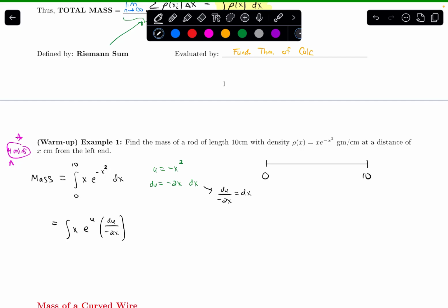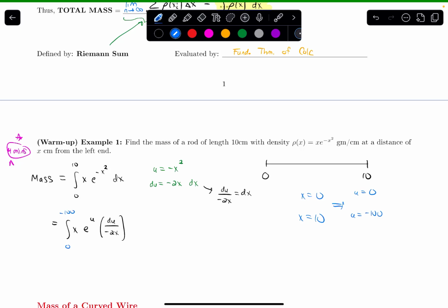The other thing that I have to do is, when we have these limits of integration and I'm doing a u sub, I have to convert them. Because right now these are in terms of the variable x, but I'm switching to the variable u. So right now it's x equals 0 and x equals 10. Let's plug those into the u sub. If I plug 0 in for x, u equals 0. And if I plug 10 in for the x, u equals negative 100. So the 0 became 0 and the 10 became negative 100.